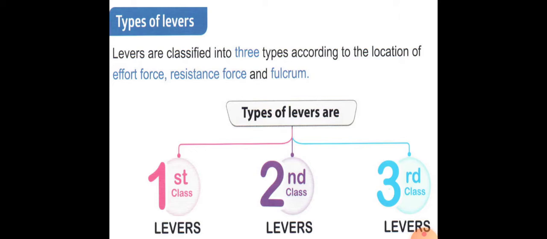Levers are classified into three types according to the location of the effort force, resistance force, and the fulcrum. So there are three types of levers: first class levers, second class levers, and third class levers. Let's talk about each one in detail.